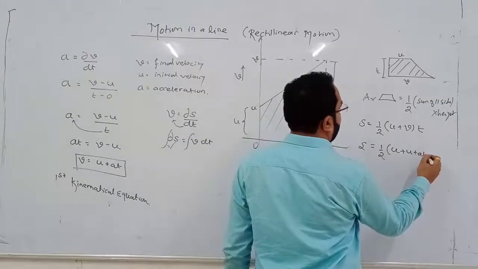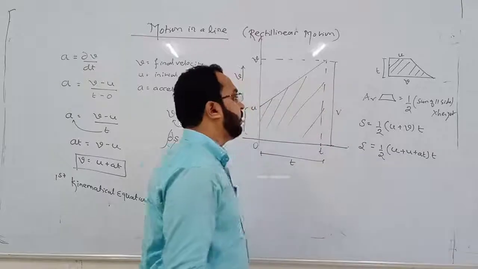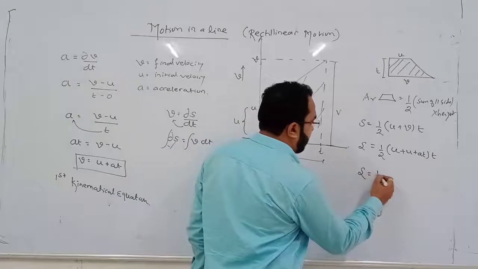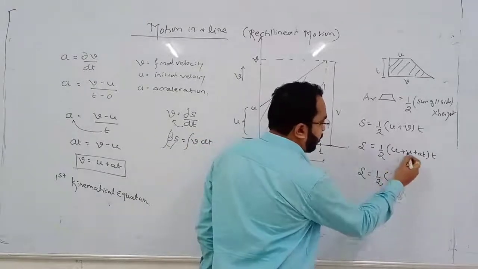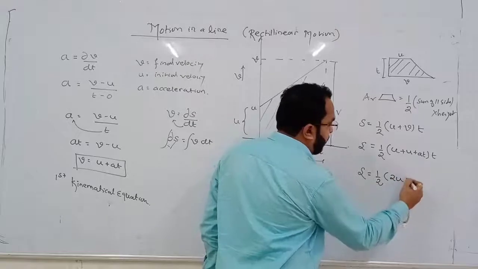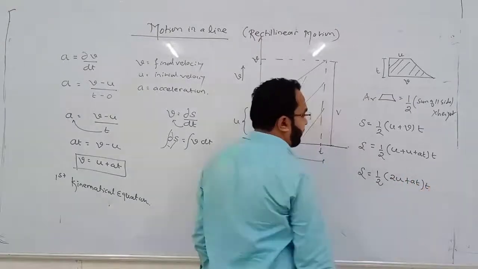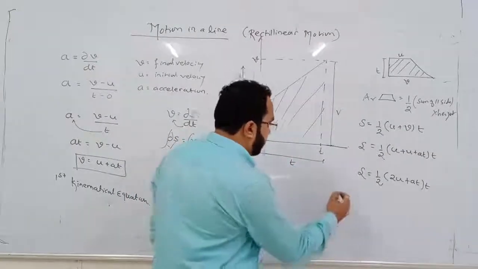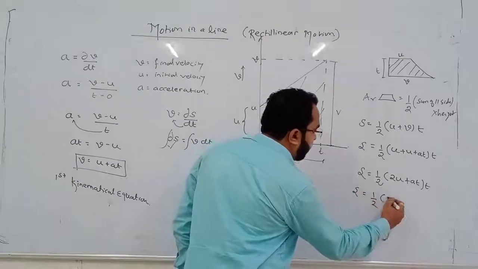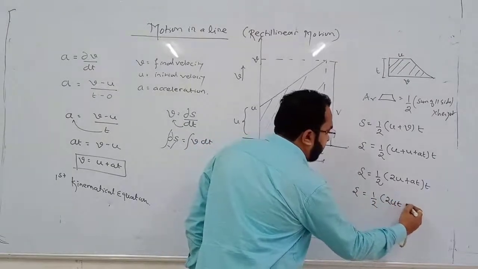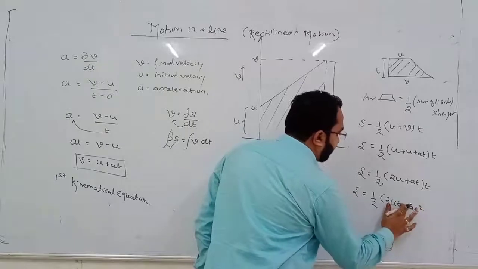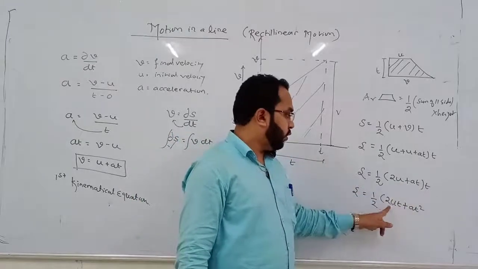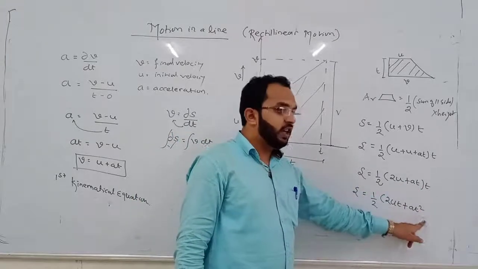S is equal to half into u plus u, that is 2u, plus at, into t. So see what will happen. First of all I will take this t inside the bracket. So it will become S is equal to half into 2ut plus at square. 2u into t is 2ut, at into t is at square.